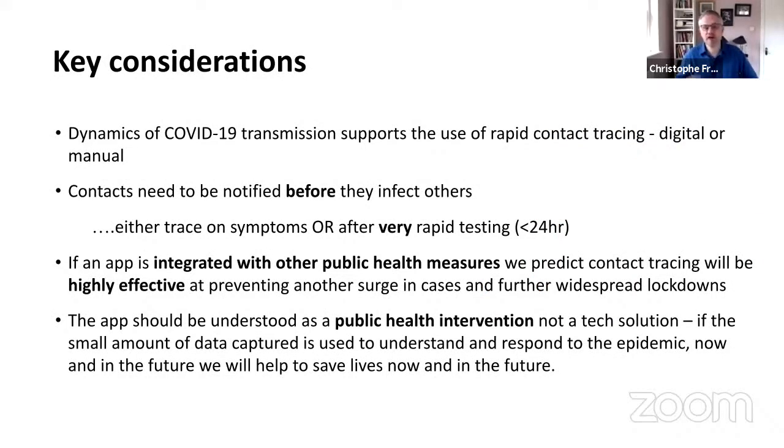The dynamics of COVID transmission support the use of rapid contact tracing. Digital contact tracing does give you that speed. Contacts need to be notified before they infect others. But it's worth remembering, in the context of our privacy and regulation discussion, that it needs to be integrated with other public health measures. In particular, as we're seeing in the UK, integrated as part of a test, trace, isolate policy, it can be highly effective and very scalable in terms of preventing another surge in cases. And we really want the app to be understood as a public health intervention.